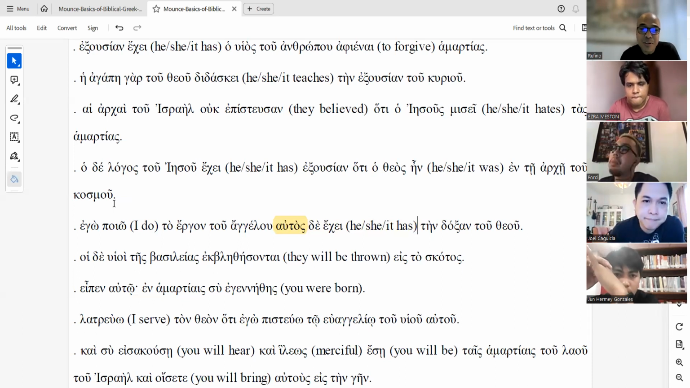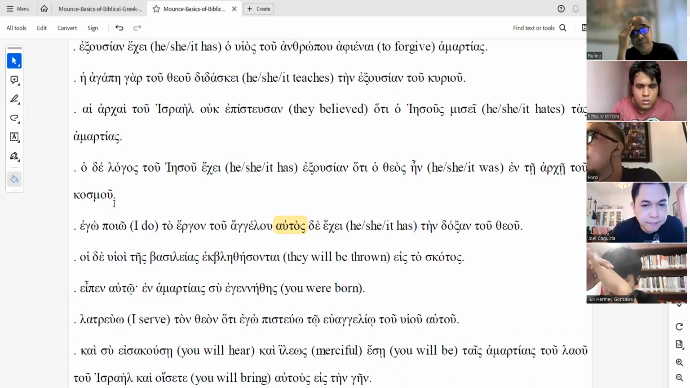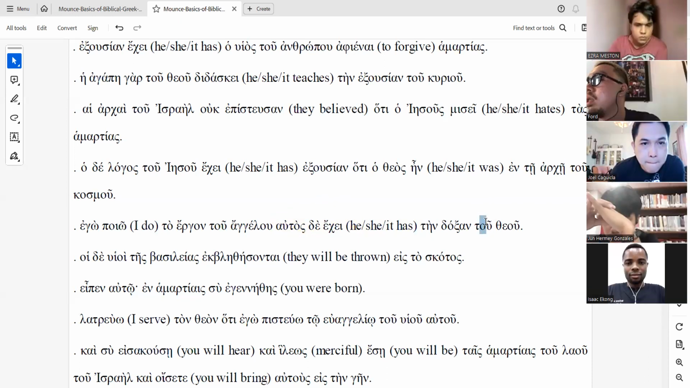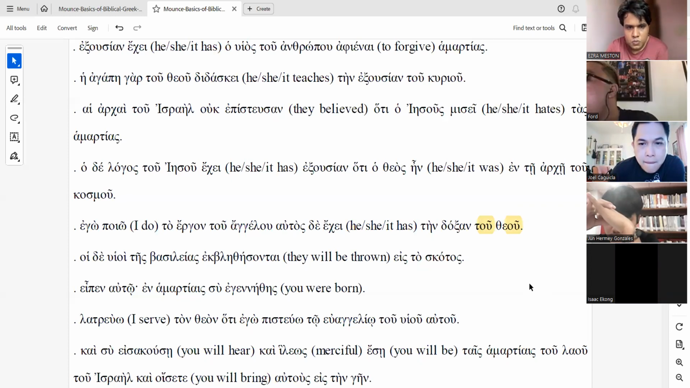Etong Doksan, hindi ko alam kung ano yung Doksan. Doksan is glory. And then glory, nagpa-function siya as an accusative because of the noon ending. And then this one, yung ending is genitive. So because this is genitive, we will supply an of, no? Of.